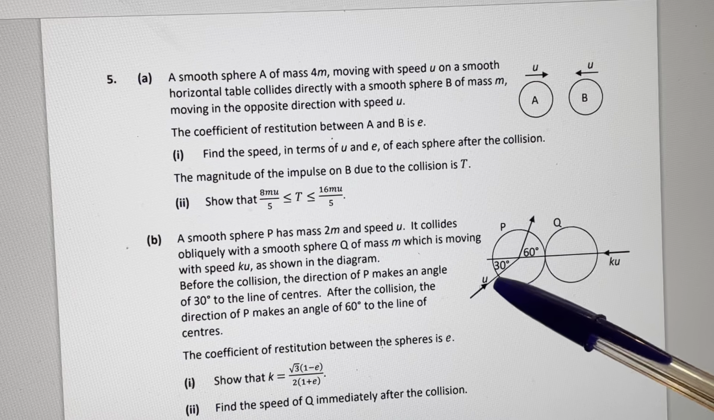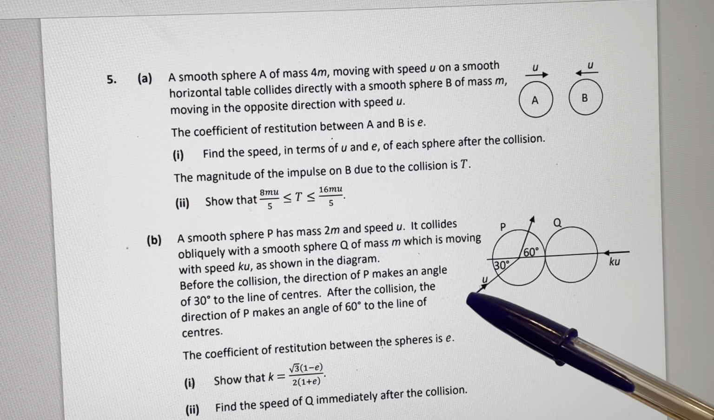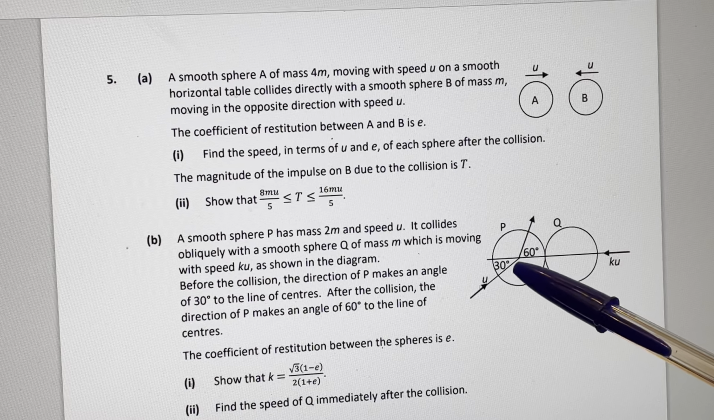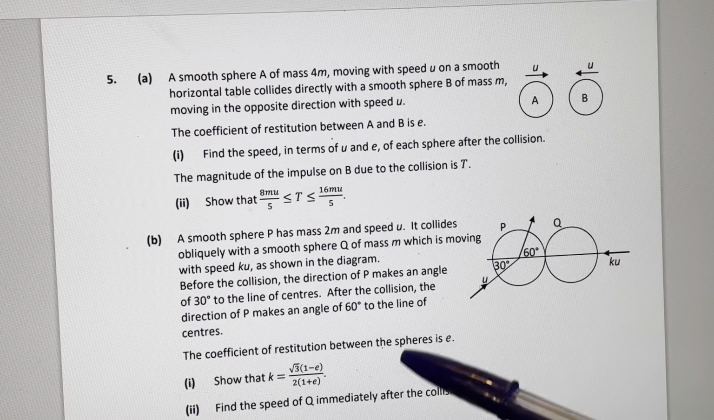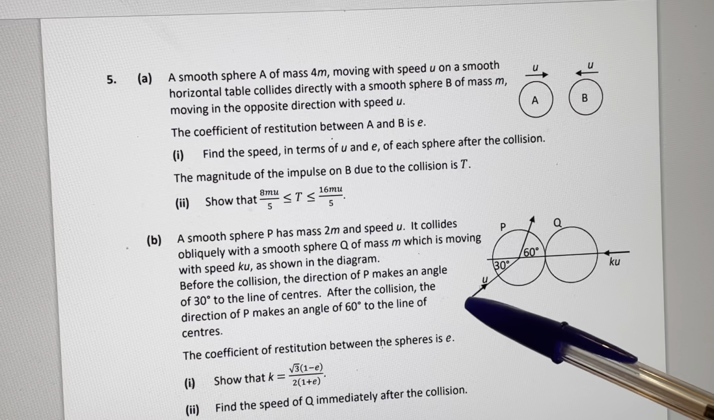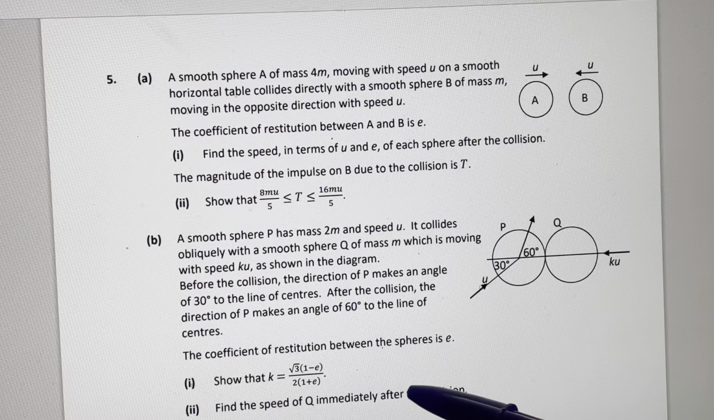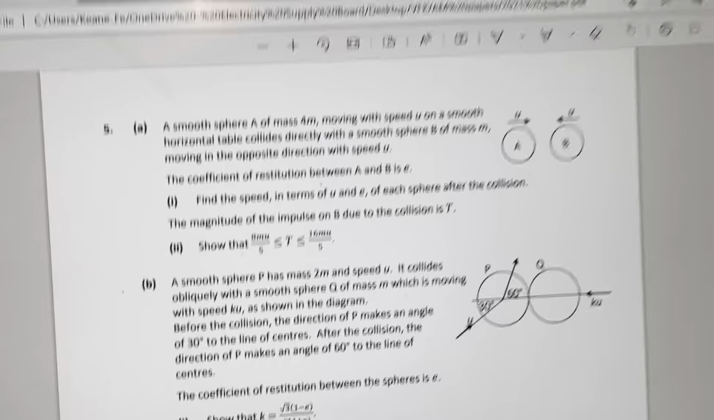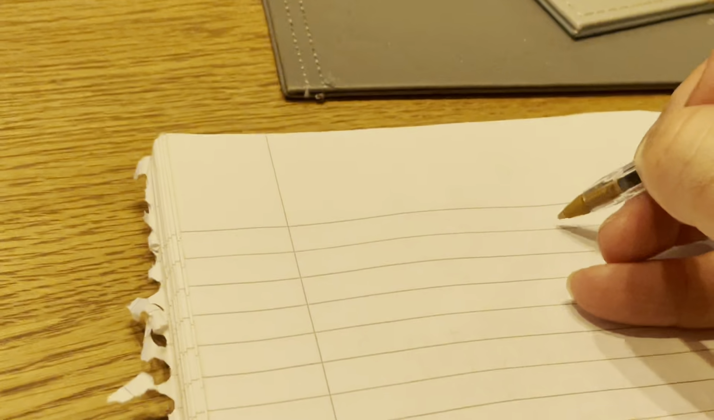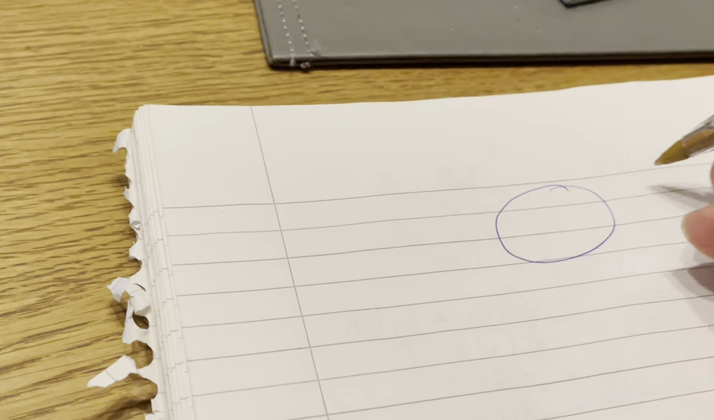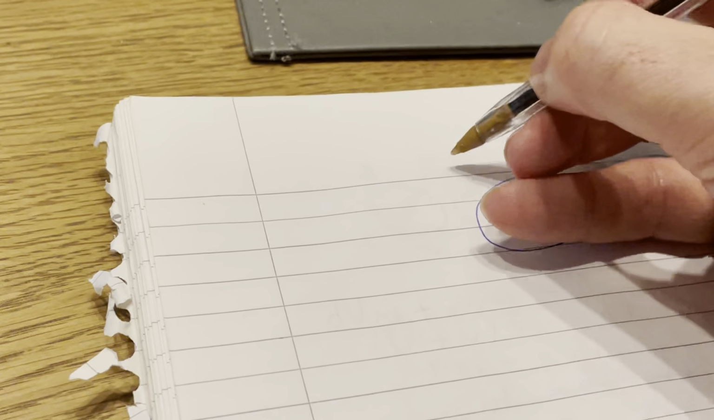Okay, these spheres collide obliquely, at an angle of 30 degrees, and afterwards it's 60 degrees. The coefficient of restitution between the spheres is E. Show that K is equal to this, and find the speed at Q immediately afterwards. Okay, let's have a look at that.